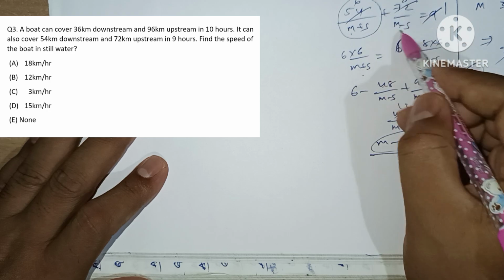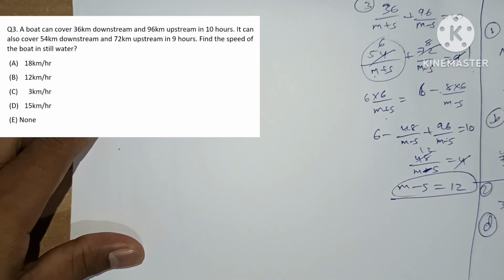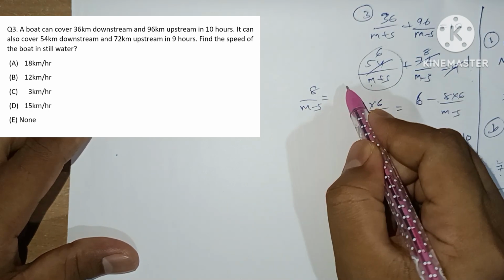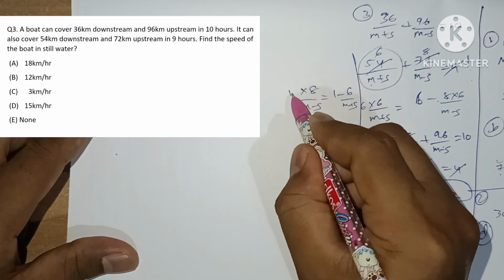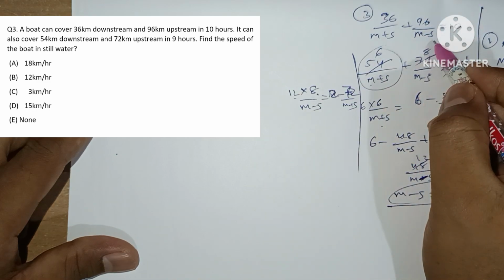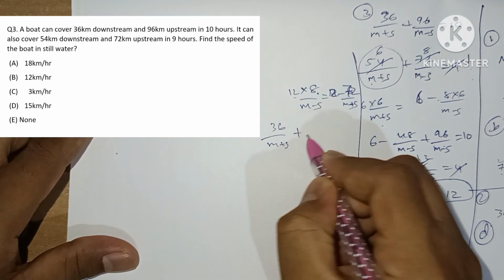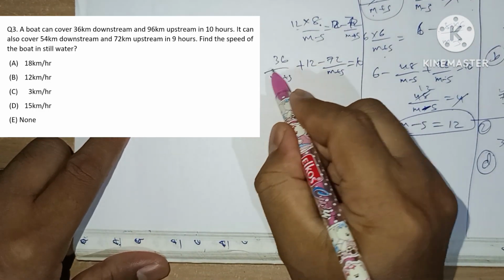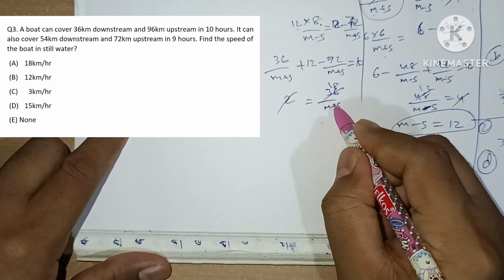What if we take this one and substitute in here? We get m plus s value. So what we do here is, let's take 8 by m minus s equals, this goes there, 1 minus 6 by m plus s. So here we have 96 divided by m minus s, so into 12 will be 96. So this becomes 12 minus 6, 12 times 72. So instead of 96 by m minus s, we can place 12 minus 72 by m plus s. So 36 by m plus s plus 12 minus 72 by m plus s equals 10. So from this what we have is 36 by m plus s equals 18 times. So m plus s value will be 18.